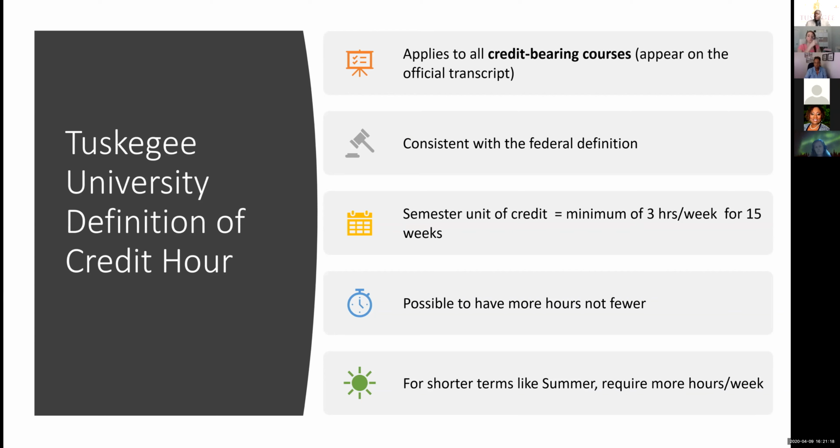That means 1 semester unit or credit hour is equal to a minimum of 3 hours per week for 15 weeks in a standard semester like the spring or fall. It's possible in some circumstances to have more hours, but not fewer hours. And then for shorter terms like the summer with 8 weeks, this will require more hours per week to achieve the same equivalent load.